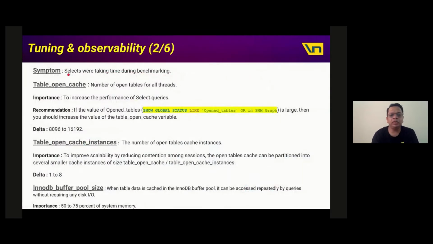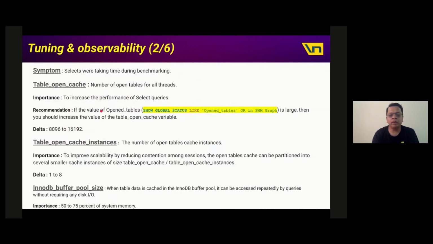The second learning was that one of the symptoms we saw during benchmarking was that selects were taking a lot of time. We started looking at some of the graphs again, and we figured out the number of open tables. There is a variable called table_open_cache, which defines the number of open tables for all the threads. Why do we generally keep this value at a certain number? To increase the performance of select queries.